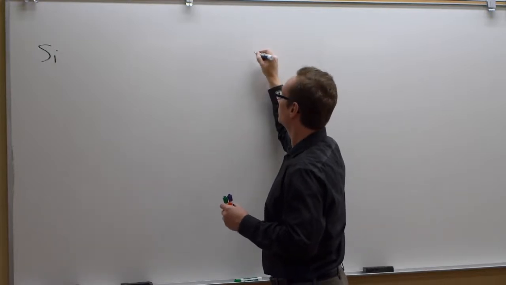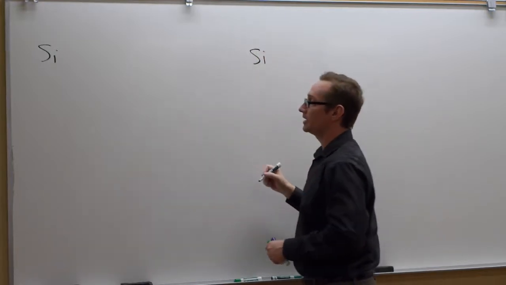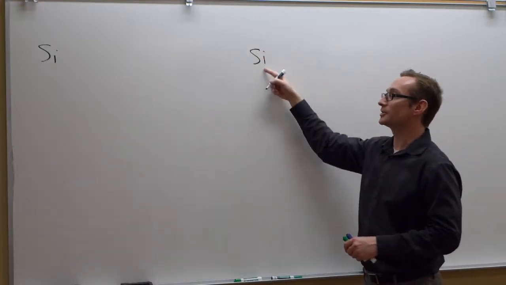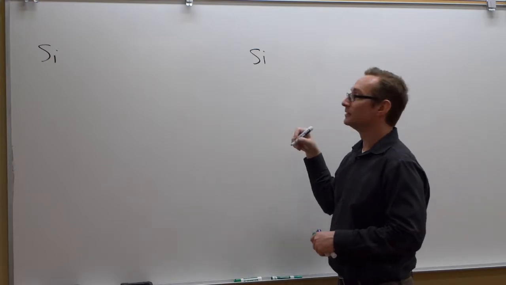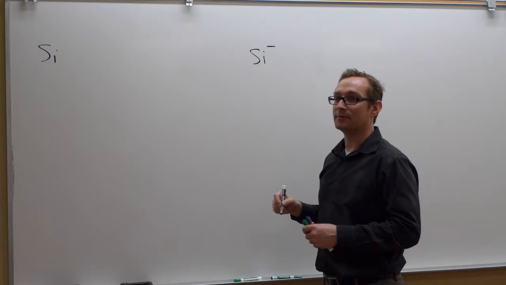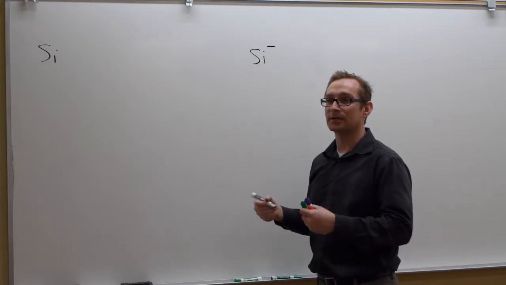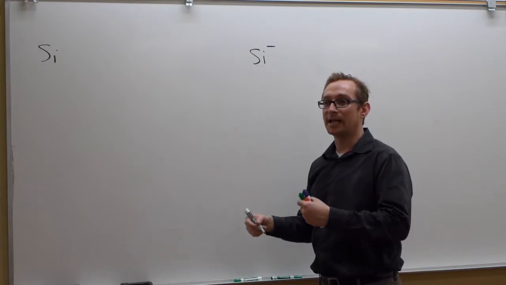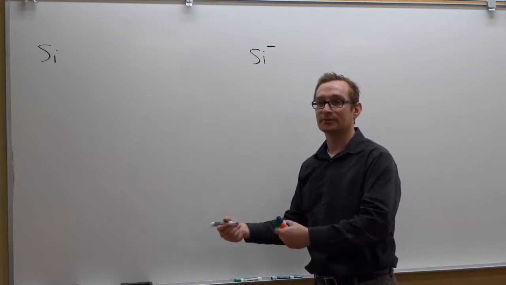Versus what happens if a silicon atom gains an electron? What's going to be the charge on this? It'll be negative now, right? Because now we're talking about the affinity for electrons. We're talking about what is the likelihood that the atom wants to gain an electron.